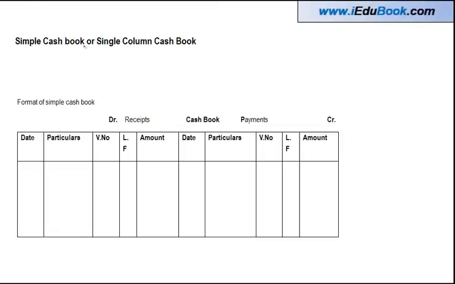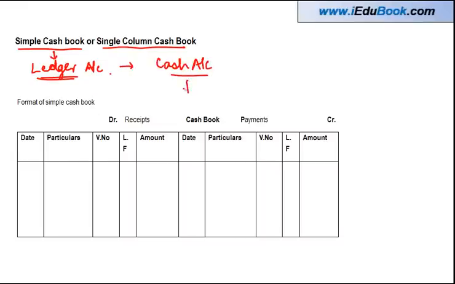Simple cash book or single column cash book. Now, just like I told you in the previous video, a simple cash book is nothing but more of a ledger account. When I say ledger account, what does this mean? This means that if instead of a simple cash book, I was just preparing a cash account, that would be more or less simple or close to this format of simple cash book. It records all the cash transactions.